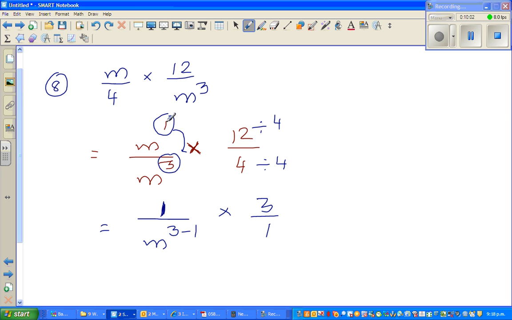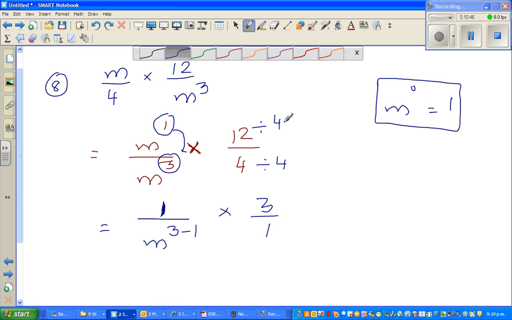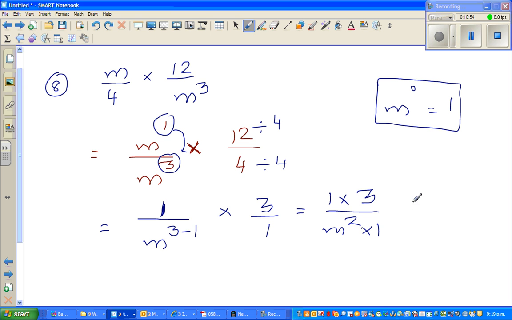When this in the numerator comes down, it will be m to the power 0. M to the power 0 you can understand as 1, or any number to the power 0 is 1. This is a way of explaining: because this has gone down, what remains is m to the power 0, and m to the power 0 is 1. I'll show you on a calculator. Any number to the power 0 is 1. 8 to the power 0 is 1. Say 10,000 or whatever number, raised to 0 is 1. Okay. So this becomes 1 times 3 over m squared times 1. So the final answer is 3 over m squared.